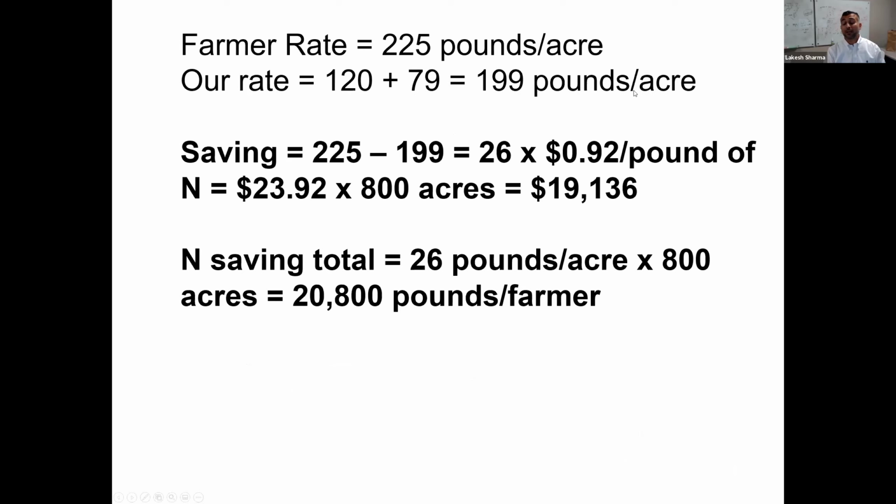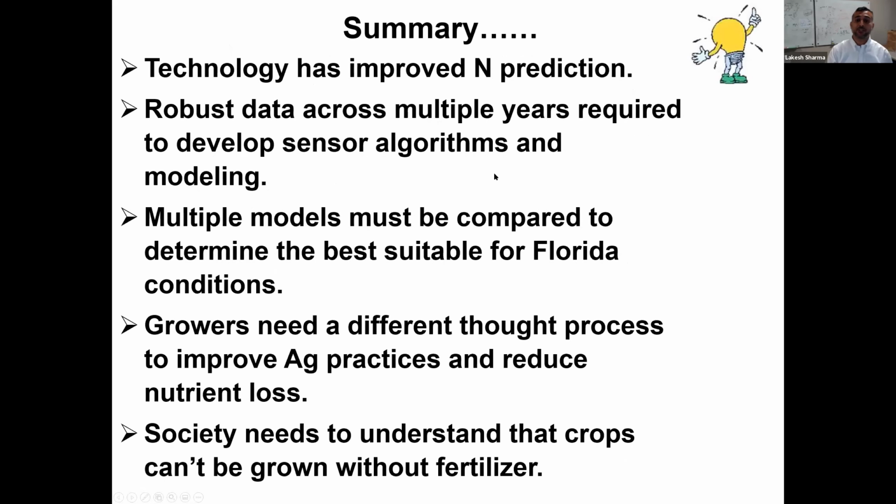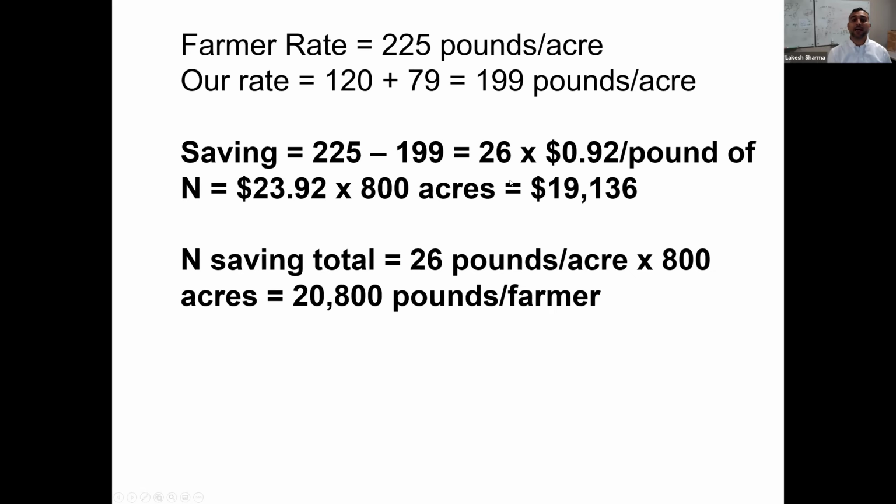So if you consider, the difference is 26 pounds of nitrogen multiplied by the price per pound of nitrogen, which is 92 cents. That was calculated using the price of nitrogen plus labor plus tractor application, transportation, all those costs usually added up to 92 cents per pound.